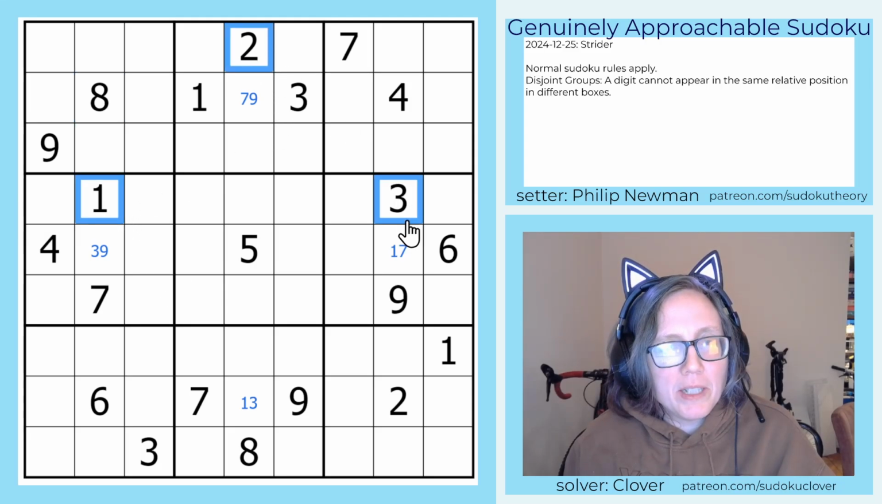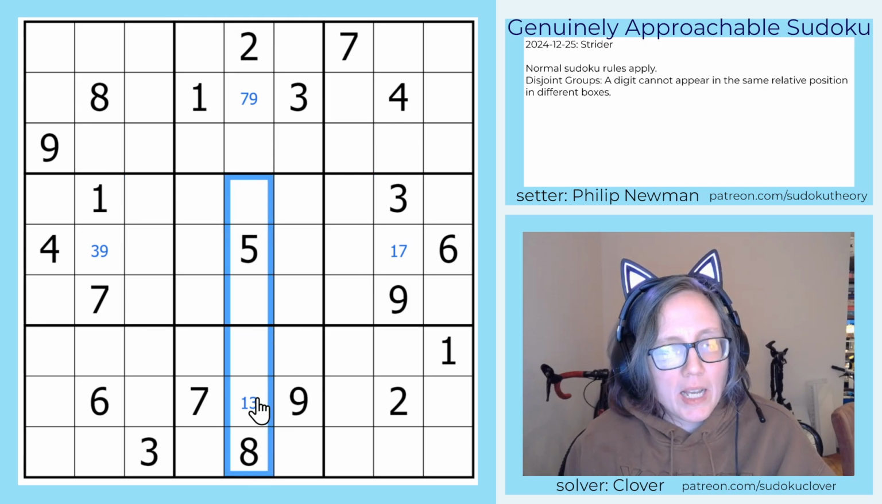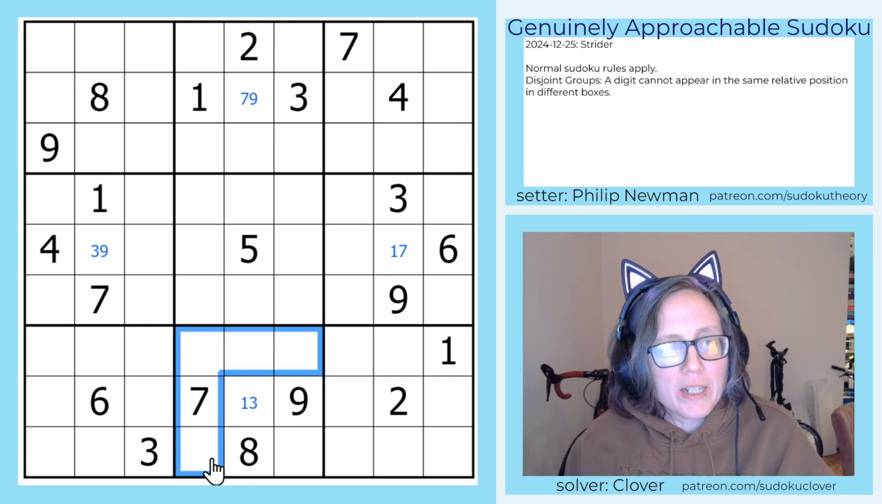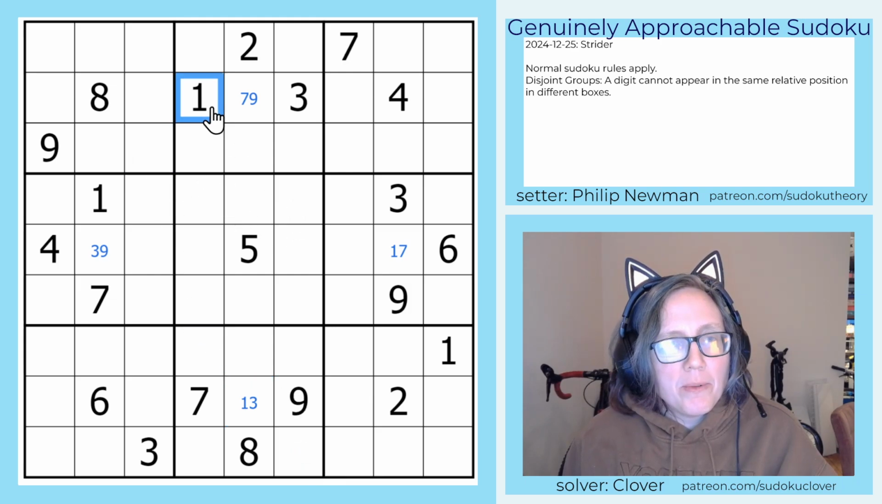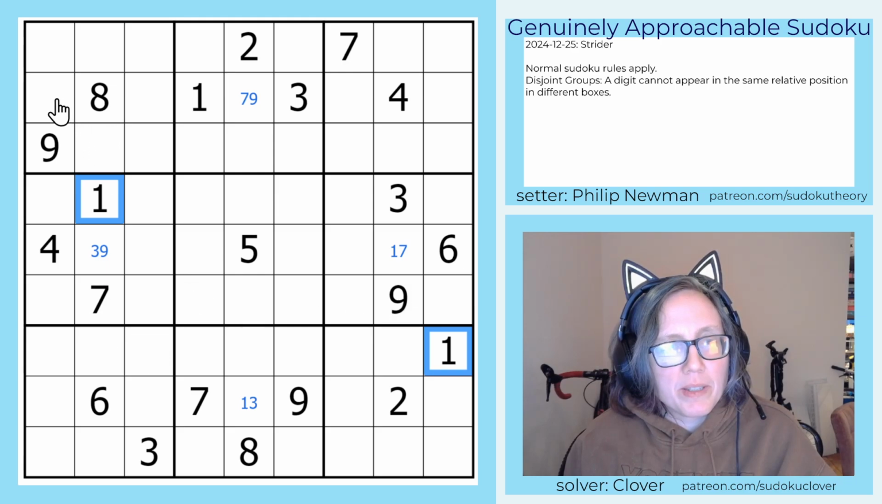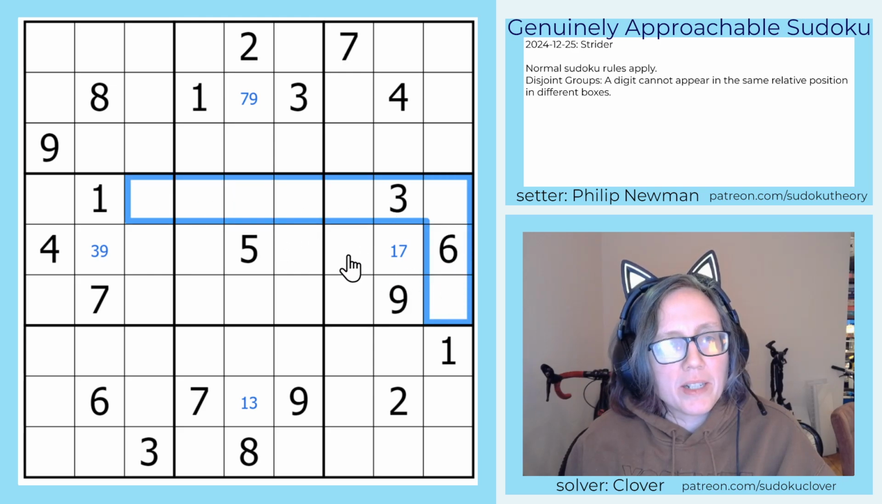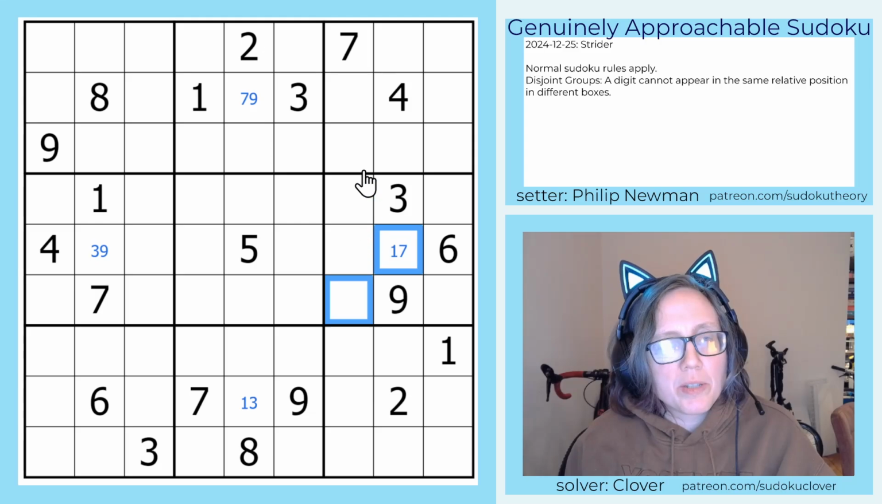We have a couple of top center digits, 1, 2, and 3 here. We have a 1 there and there, so we know 1 is in one of those two cells. We actually have quite a few 1s, and I'm wondering if that's maybe where I'm intended to start with this. So 1's there and there. 1 can't go in that cell because of the disjoint constraint, so 1 is in one of those.